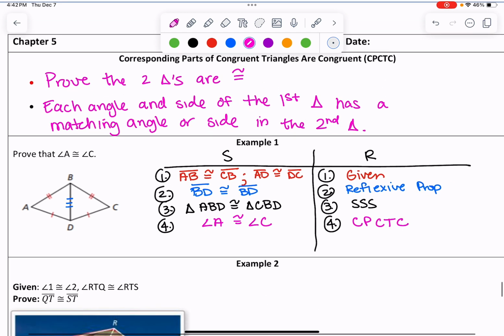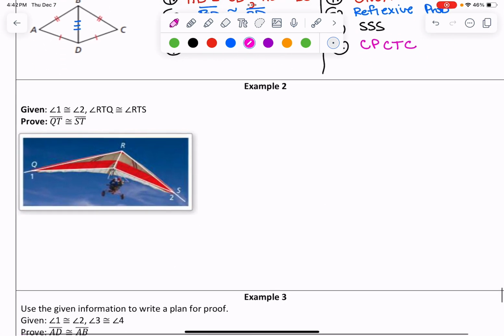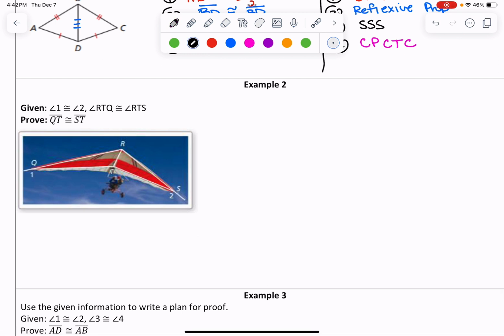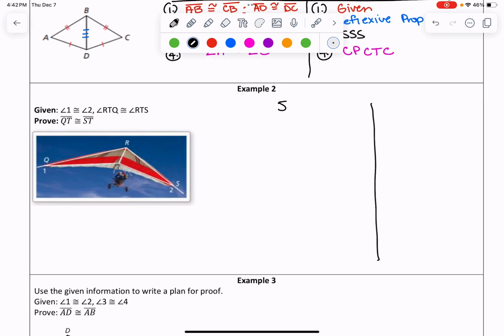Let's take a look now at example number 2. In number 2, we've got this kind of hang glider guy. And again, I'm going to start with my statements and reasons table. And in statement number 1 here, we're given that the outside angle, number 1, so let's mark this guy, this outside angle here, and this outside angle here, number 2, that those two are equal to each other. So angle 1 is congruent to angle 2.